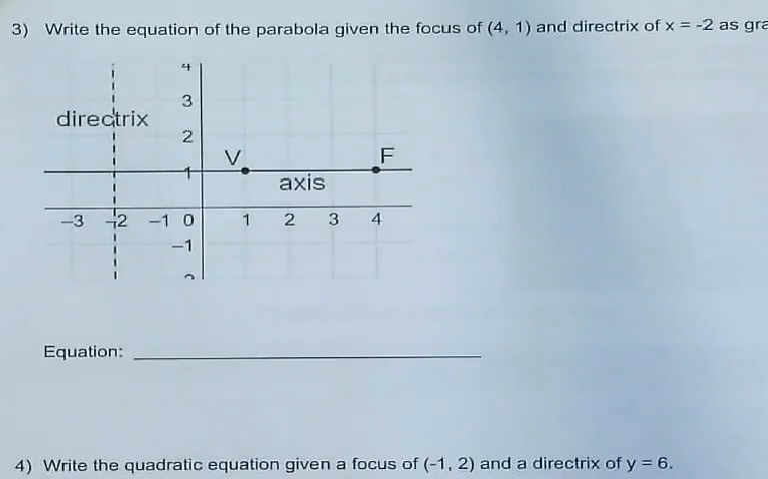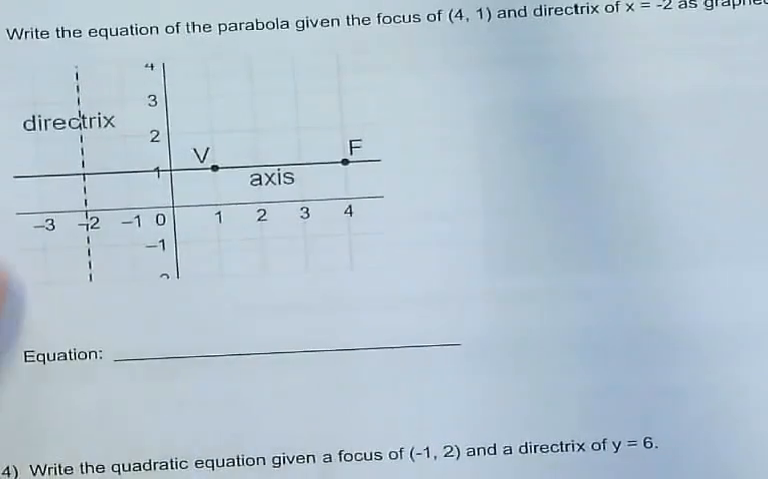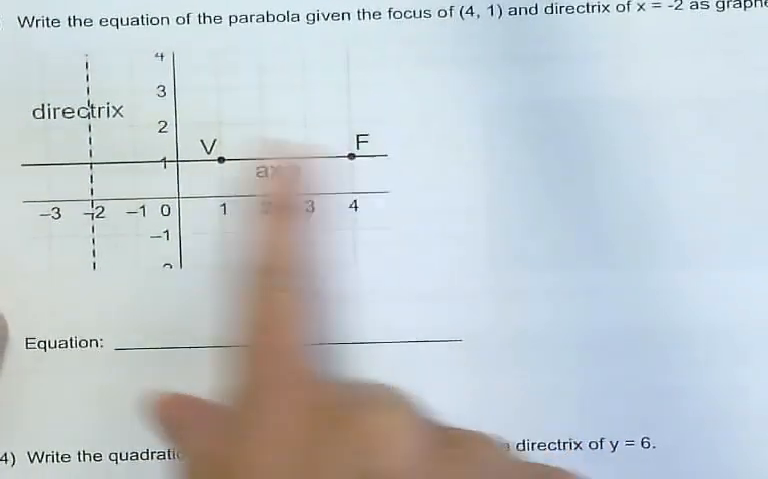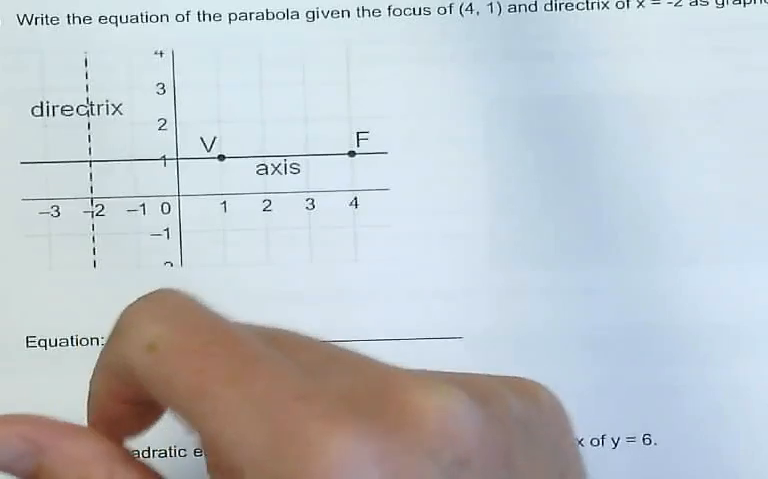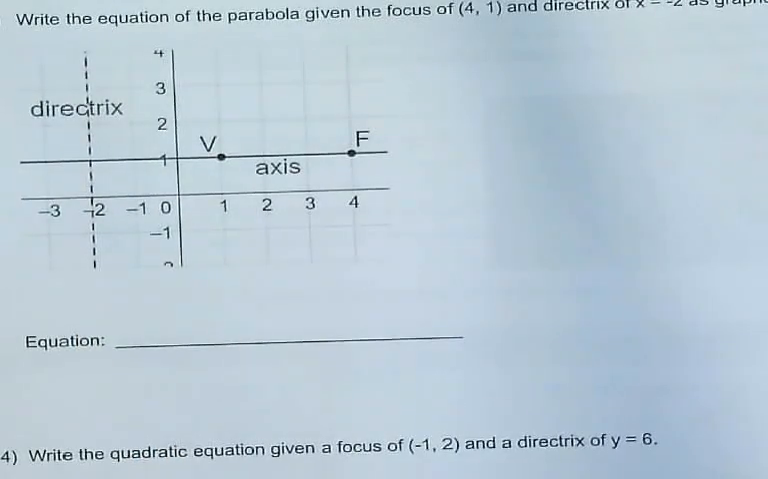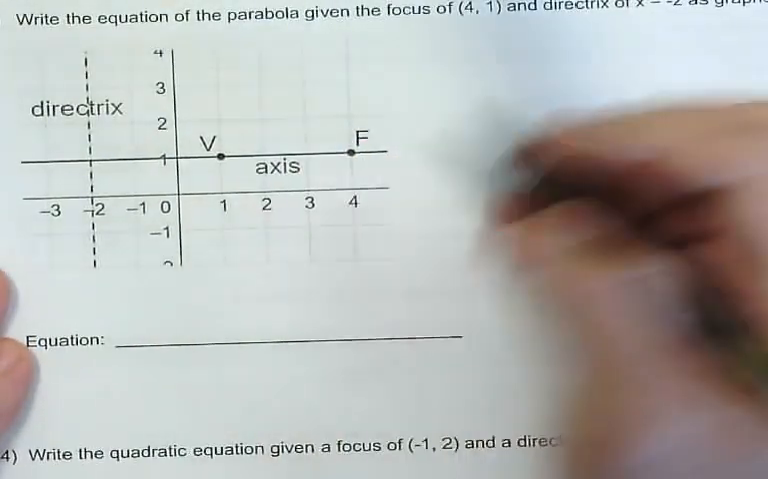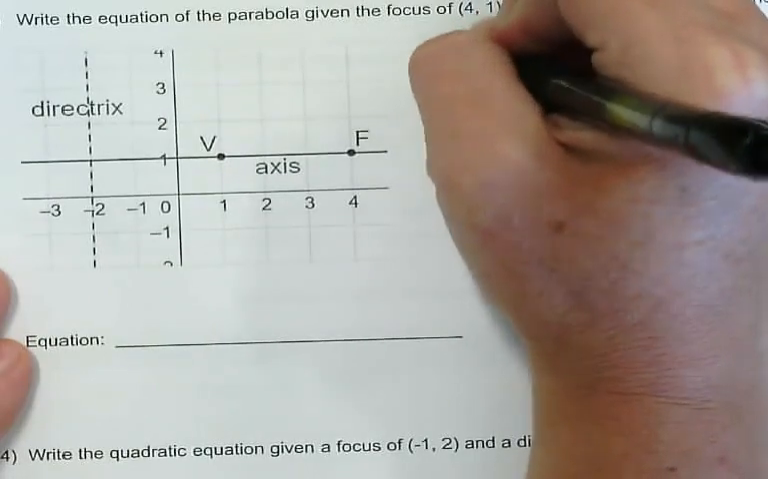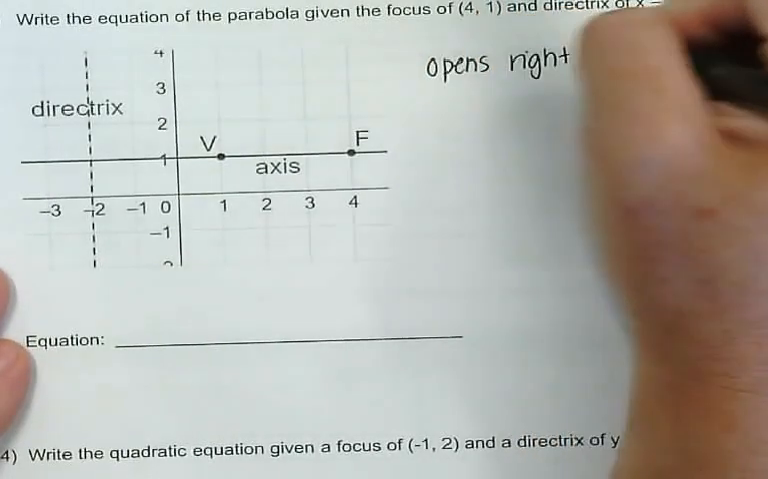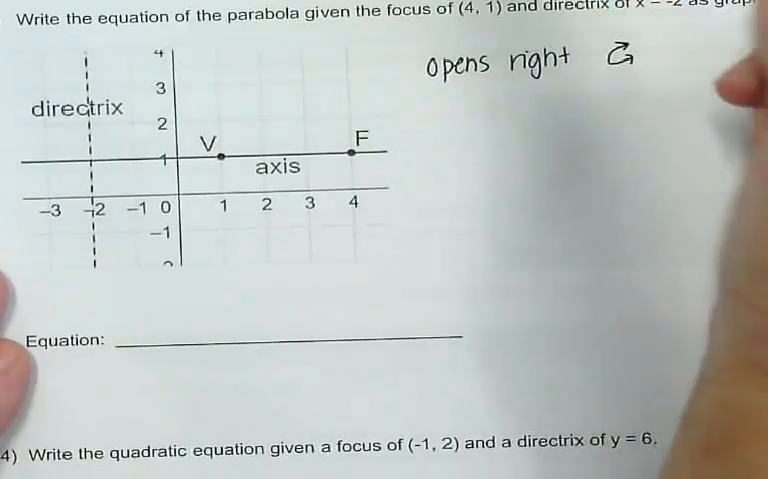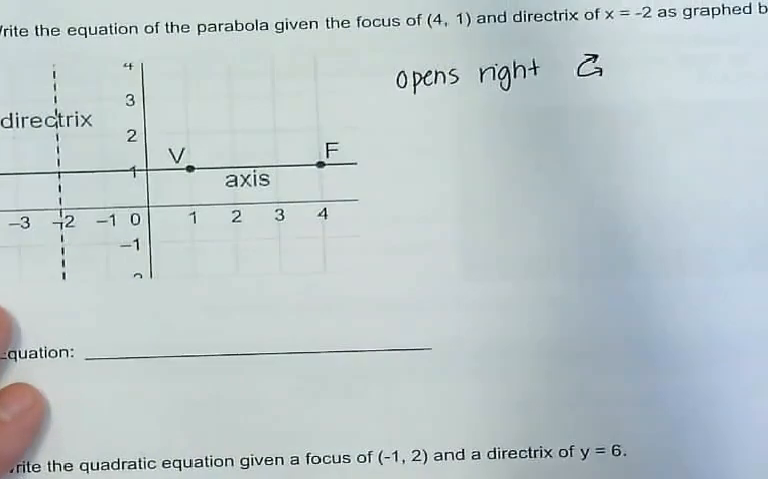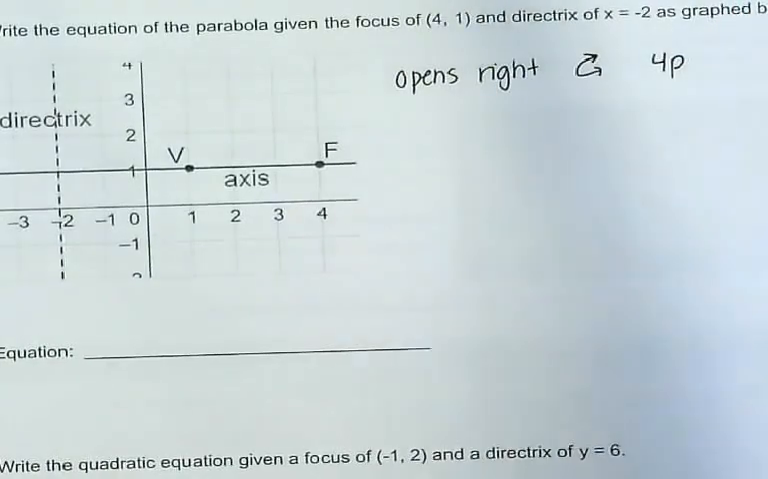Write the equation of the parabola given the focus 4, 1, and the directrix of x equal to -2, as graphed below. So I have my graph right here. Directrix, focus, it actually already went ahead and plotted my vertex. So how is this going to open? To the right. If this is my vertex and focus, it's going to open this way. So my p, is it going to be positive or negative? Positive, so we're going to have a positive 4p.